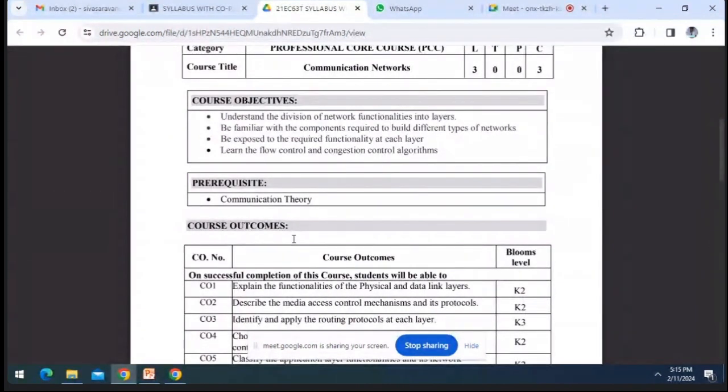Also, we may have some exposure to the required functionality at these 5 and 7 layers. I said 7 in the OSI model and 5 in the TCP model. We need some exposure to these various functionalities. That will be our objective in learning this course. Also, we're going to learn the flow control and congestion control algorithms.